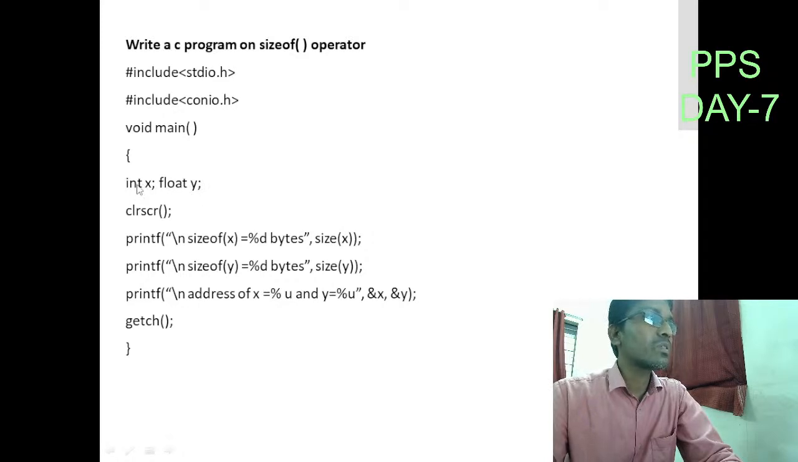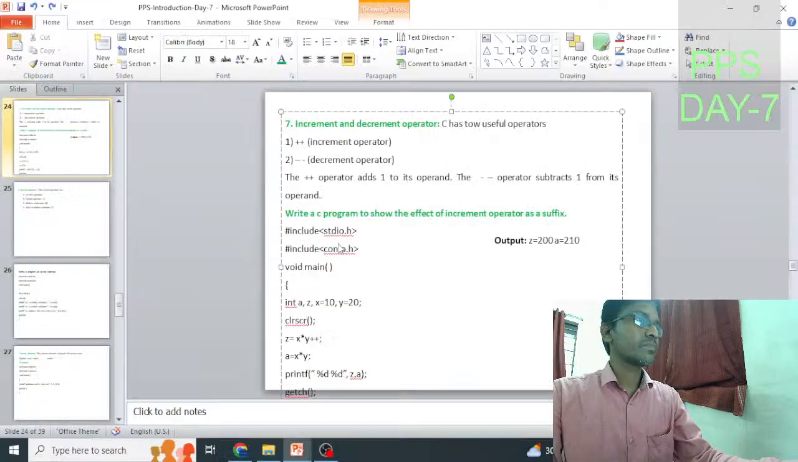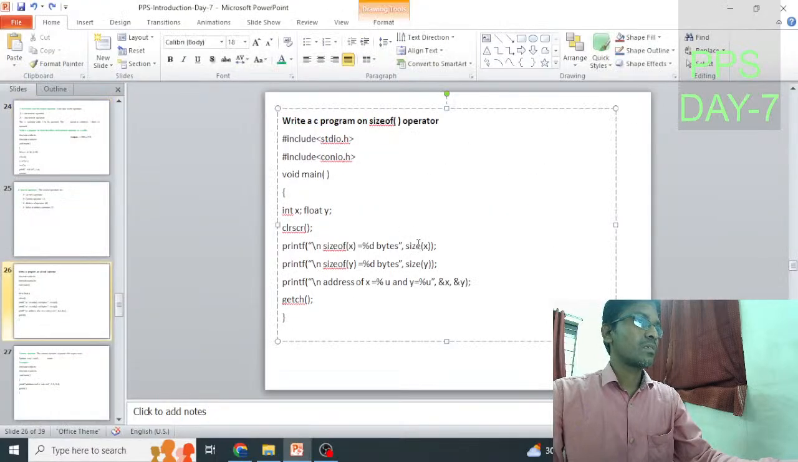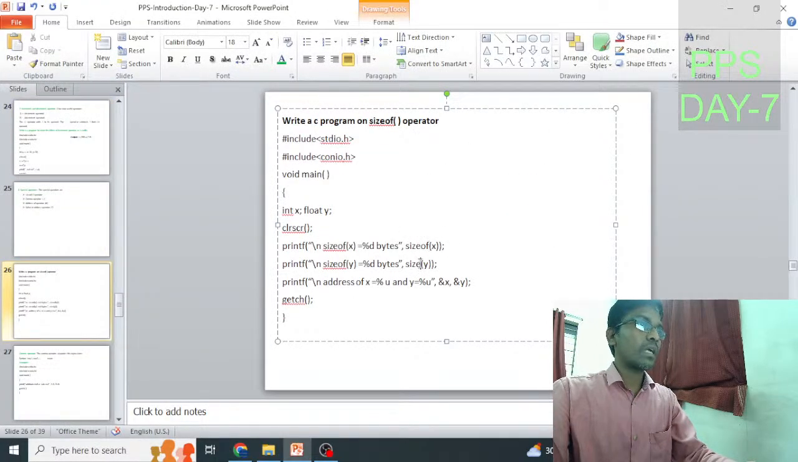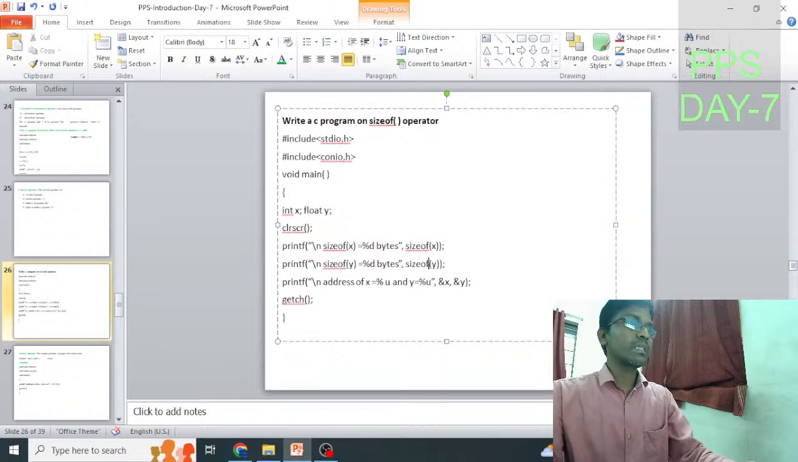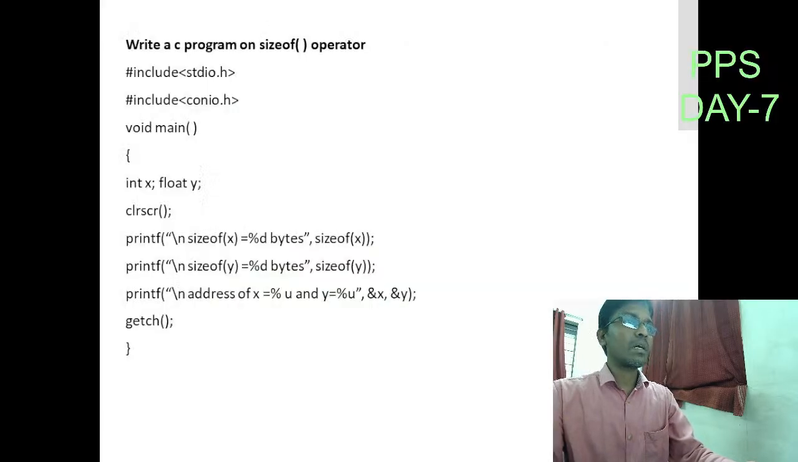According to the integer data type, the integer is going to occupy 2 bytes of memory. So if you want to display how many bytes the integer data type is going to occupy, then you have to use the sizeof operator. So sizeof followed by the variable name, whether it is an integer data type or a float data type.